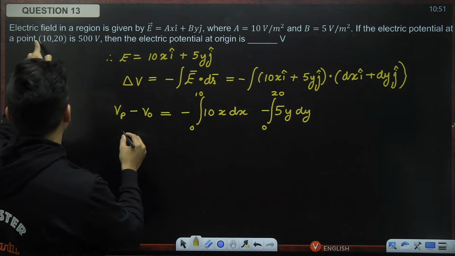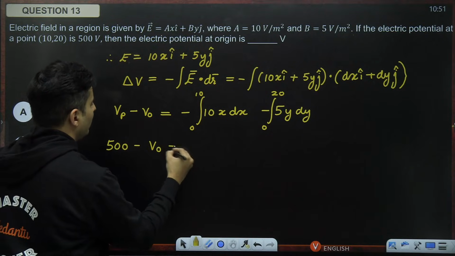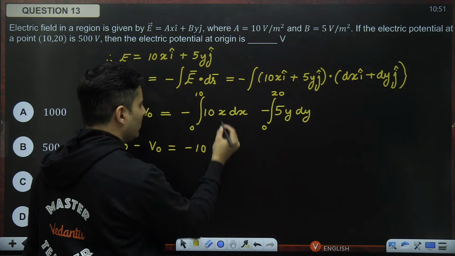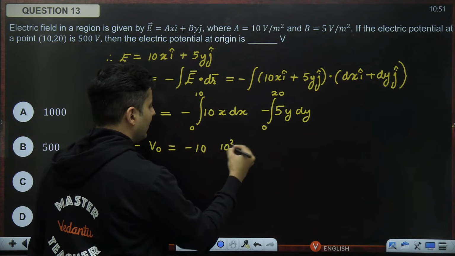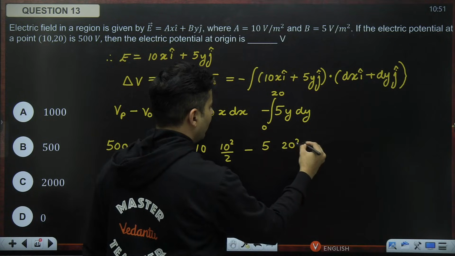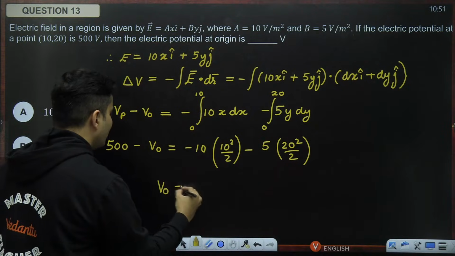So this potential is given to be 500 volts. The question was, what is the voltage at origin? That's it, guys. It's now a simple integration problem. x square by 2 will be the integration, which means it will be 10 square by 2 minus 5 into y square by 2. That means it will be 20 square by 2. So solving this, you will get the voltage at the origin.